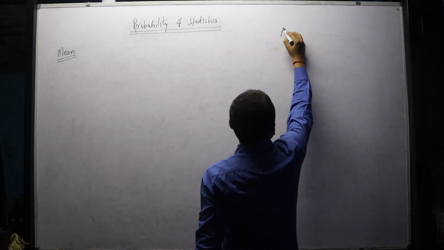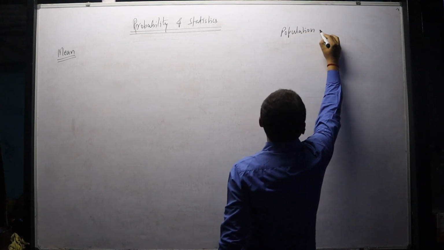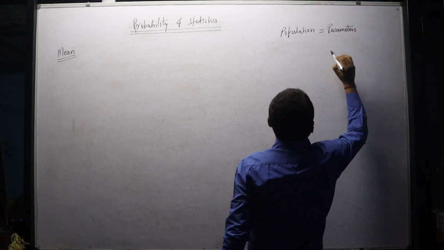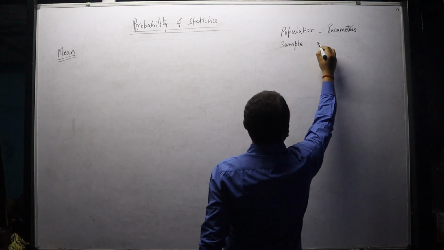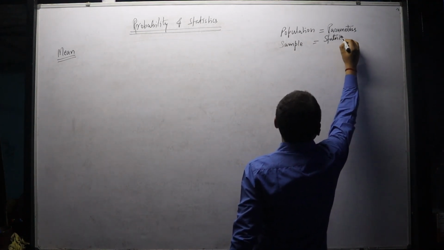Whenever we talk about some of the important characteristics of a population, we call them parameters in statistics. And when we talk about the counterparts for the sample, we call them statistics.